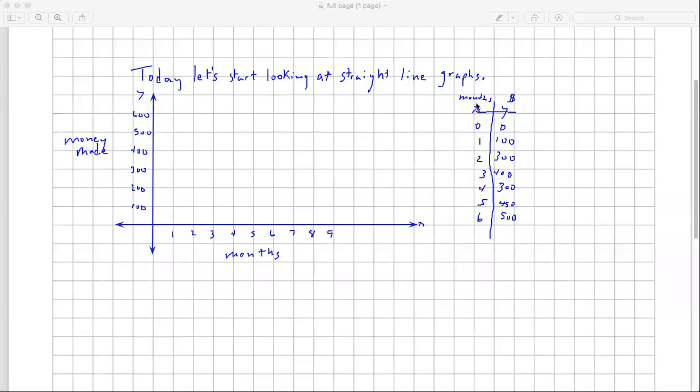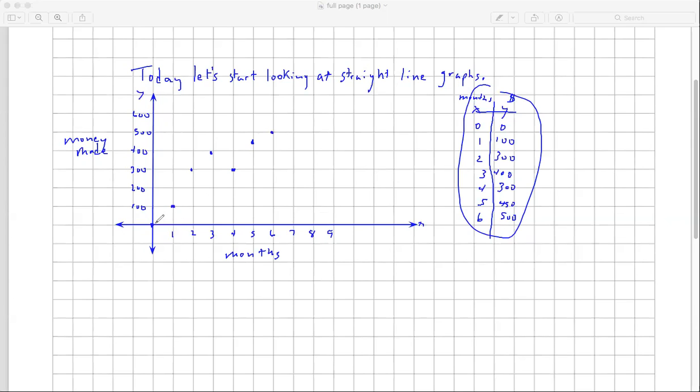So then suppose my data is contained in this chart right here. It shows that at 0 months, I made $0. At 1 month, I've made $100. At 2 months, I've made $300. At 3 months, I've made $400. At 4 months, I've only made $300. In the 5th month, I made $450. And finally, in the 6th month, I made $500.